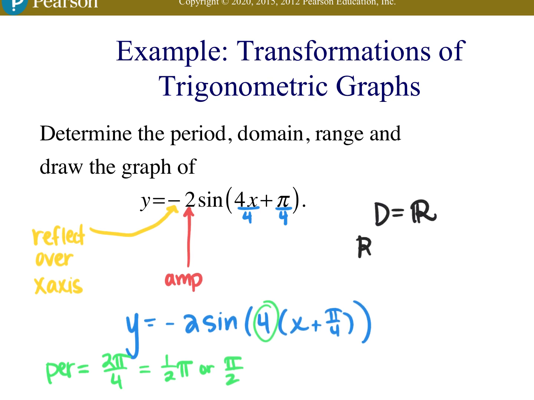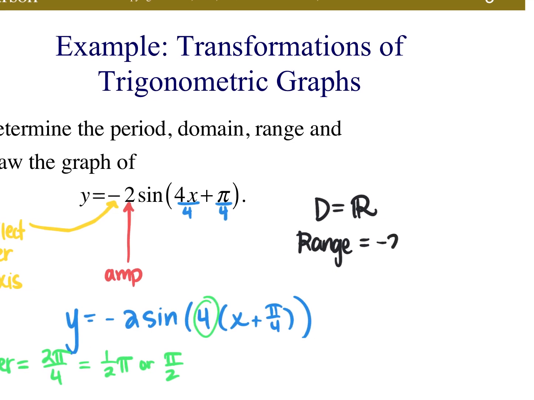The range has to do with the graph. We can anticipate that the graph is going to follow the wave pattern with an amplitude of 2. Therefore, the curve would go down to -2 and up to +2 and down to -2. And so our range would be -2 to +2. And if you want to write that with brackets, you can.